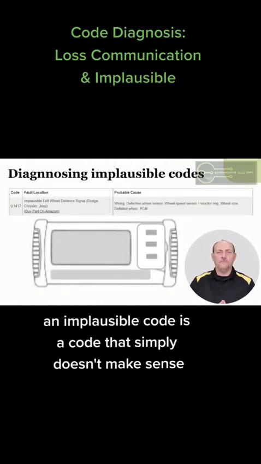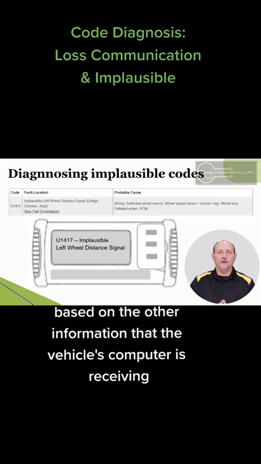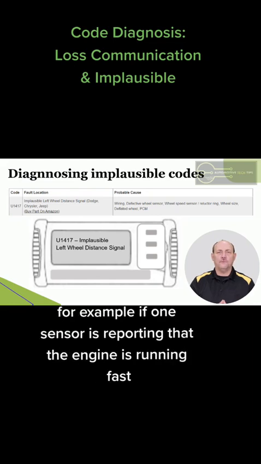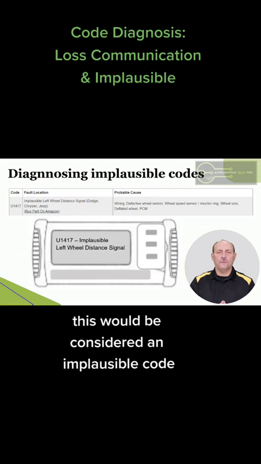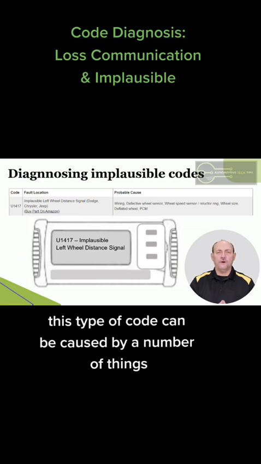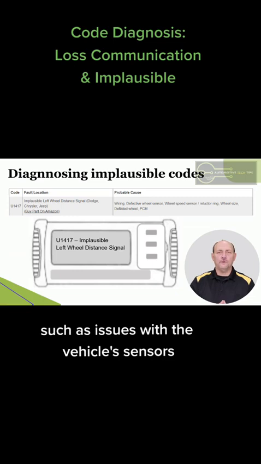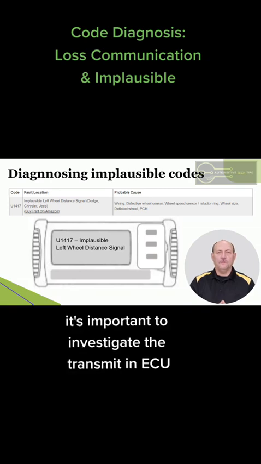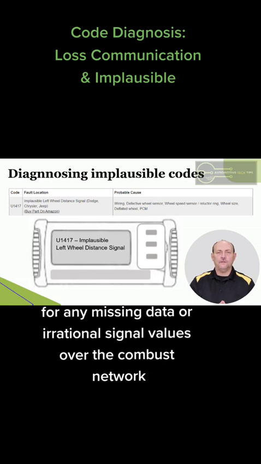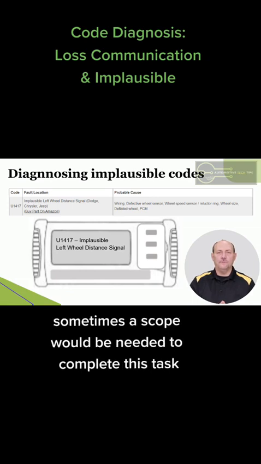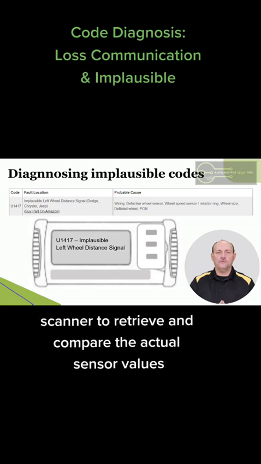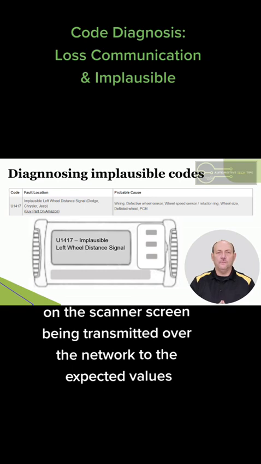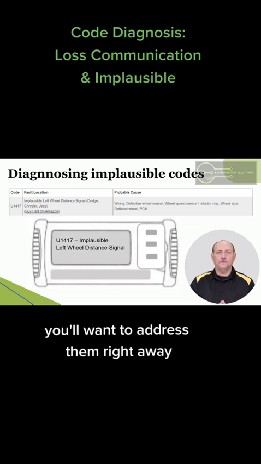In vehicle diagnosis, an implausible code is a code that simply doesn't make sense based on the other information that the vehicle's computer is receiving. For example, if one sensor is reporting that the engine is running fast, but another sensor is saying that the car isn't moving, this would be considered an implausible code. This type of code can be caused by a number of things, such as issues with the vehicle's sensors, wiring, or computer system. If you encounter an implausible code, it's important to investigate the transmitting ECU for any missing data or irrational signal values over the CAN bus network. Sometimes a scope would be needed to complete this task, but start by utilizing a diagnostic scanner to retrieve and compare the actual sensor values on the scanner screen being transmitted over the network to the expected values. If you identify any discrepancies, you'll want to address them right away.